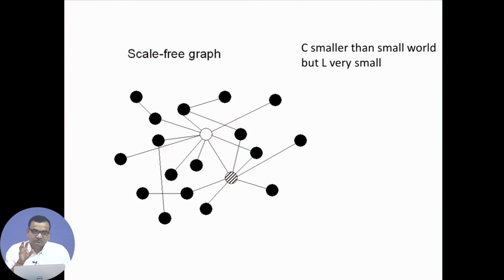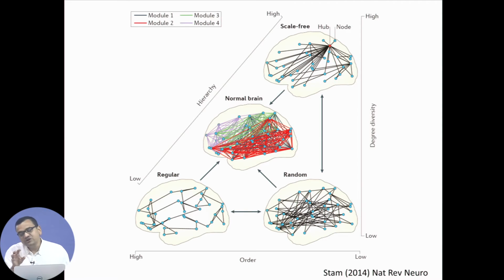Now if you look into the actual brain network, the brain network is somehow in between. It shows some properties of the small world network, as well as, as I showed, properties of the scale-free network. So the way the brain network is organized is a kind of intermediate structure between these extremes: the very locally connected, highly ordered regular network, a random network, and a scale-free network. So it's somehow intermediate or in between.